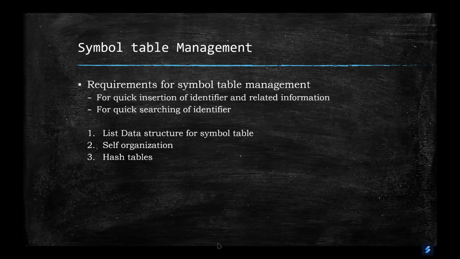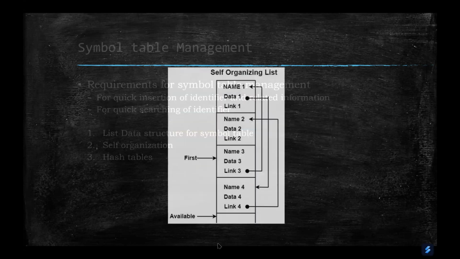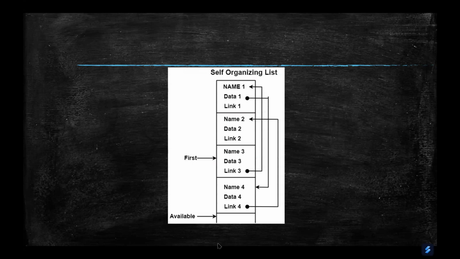Under the self organizing list, this symbol table implementation uses a linked list. A link field is added to each record. We search the records in order, pointed to by the link field. A pointer, first, is maintained to point to the first record of the symbol table. Here we have the name and information like that. First, we point to name 3. In name 3 we have the name 3, data name, and link 3.